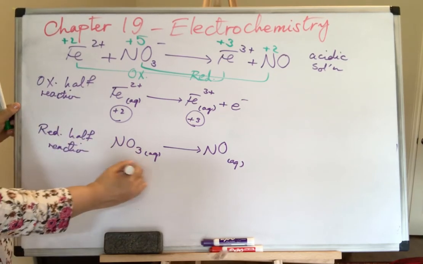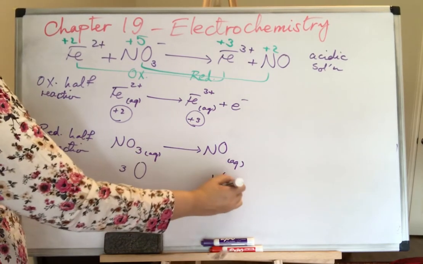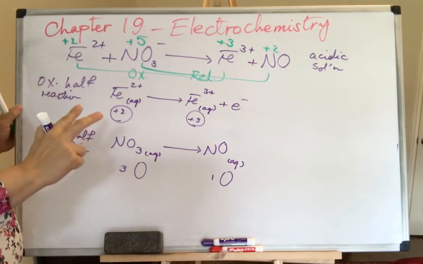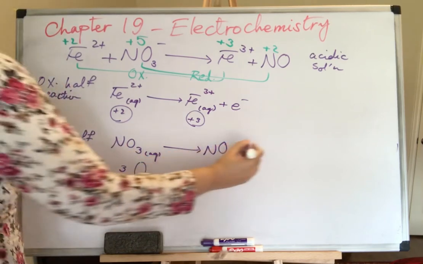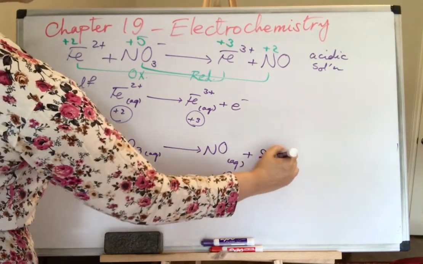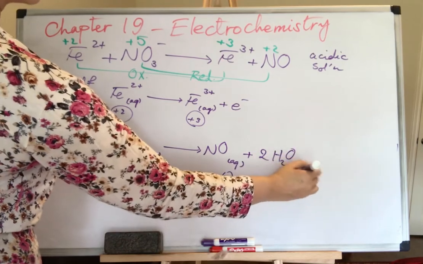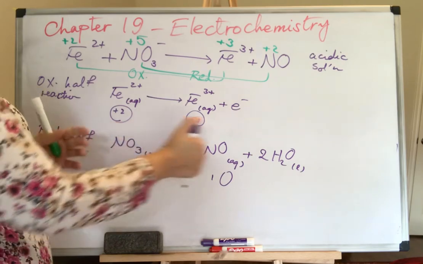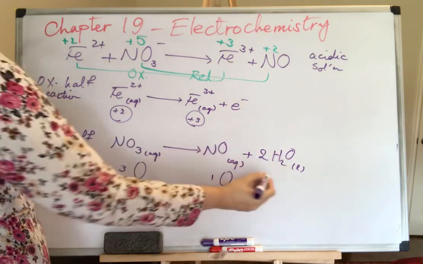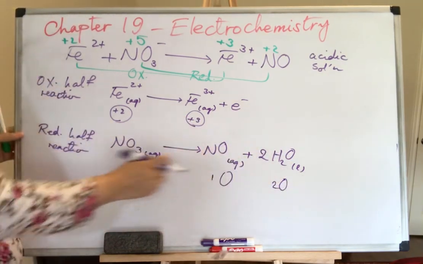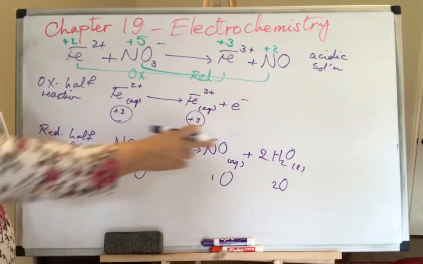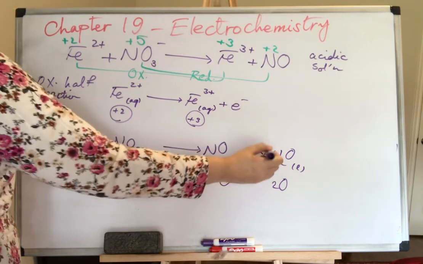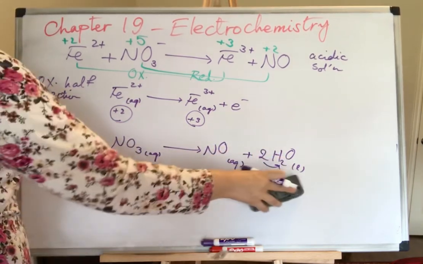Now you have 3 oxygens here and 1 oxygen here. How many more oxygens do you need? 2 more. And in 1 water molecule, you have 1 oxygen, so you need 2 water molecules, right? In liquid form. Then at the same time that you're adding 2 oxygens, now you have 1 oxygen plus 2 oxygens, 3 and 3. Oxygens are balanced, but what did you just create? Hydrogens, right? 2 times 2 is 4 hydrogens.